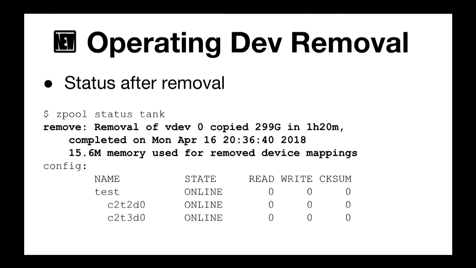So, after the removal completes, kind of like zpool scrub, it tells you information about the last removal. So it tells you, okay, I removed this vdev 0, it took me this much time to copy it, and then it also tells you this last line about how much memory is used, and that applies to all the removals that have taken place. So you can remove multiple devices over time if you'd like, and this tells you how much memory is used for all the mappings of all the removed devices.